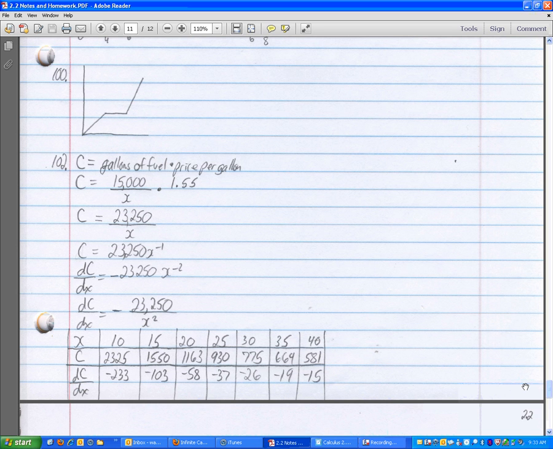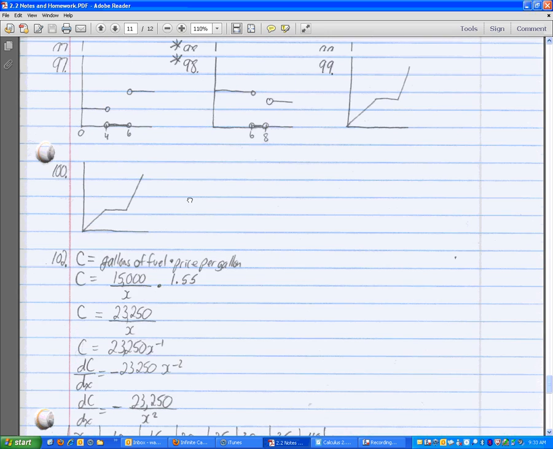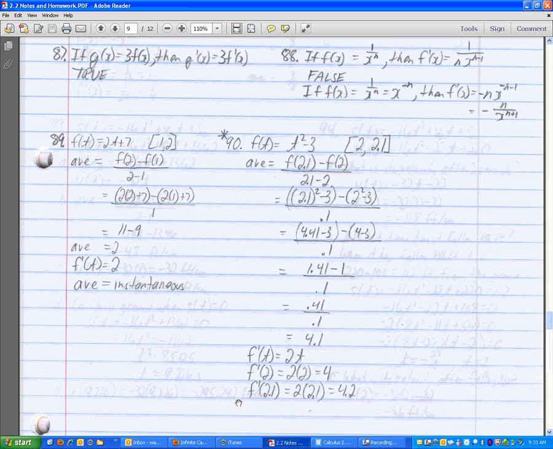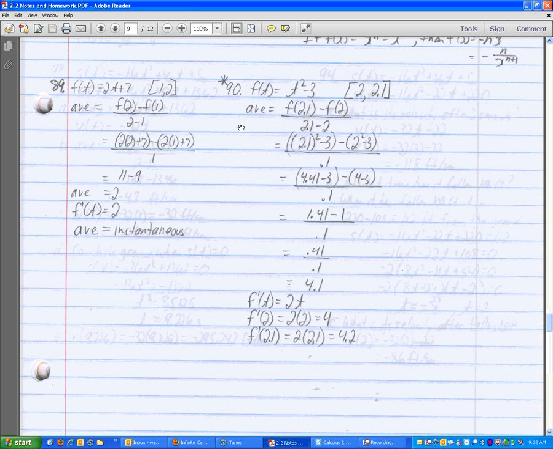All right. What else you want to say? 89. All right, let's see. What are we doing here on 89? Says find the average rate of change of the function over the given interval, and then compare this average rate of change with the instantaneous rates of change at the end points.